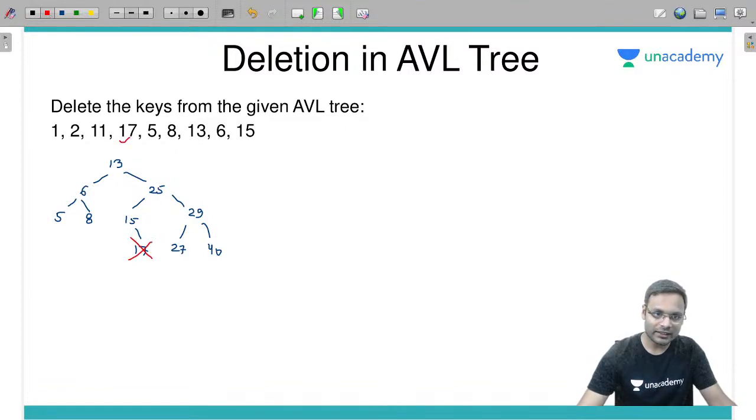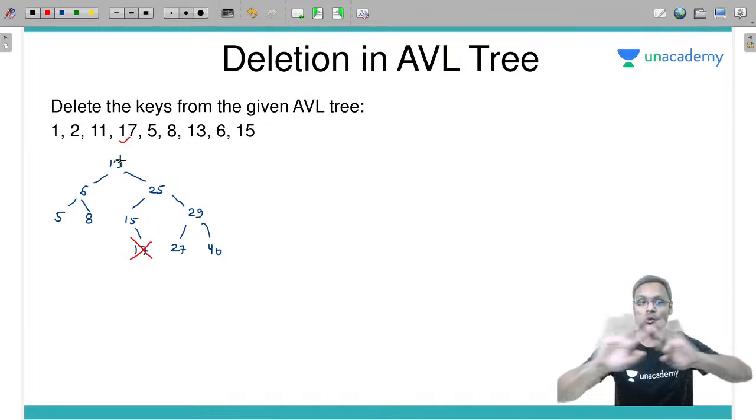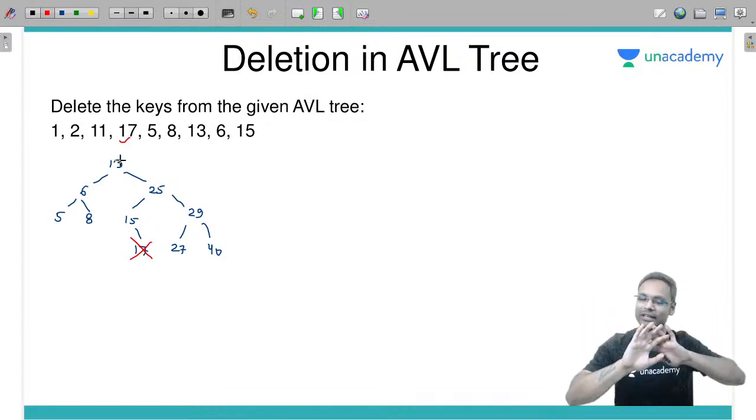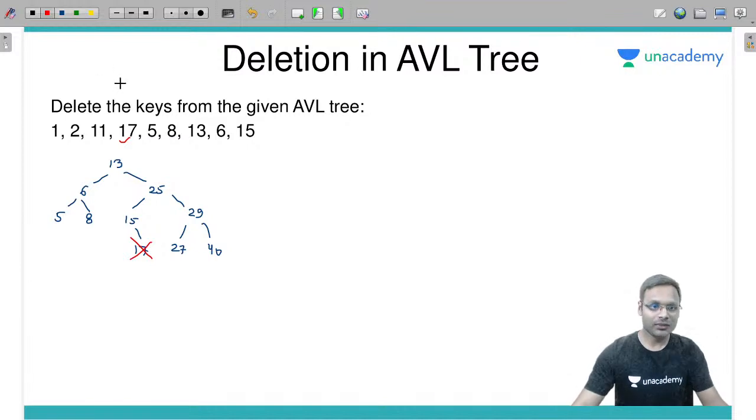When we delete 17, at 15 you check balance factor 0, no problem. At 25 you check balance factor 1 minus 2 minus 1, no problem. At 13 you check 1 2 minus 1 2 3 minus 1, no problem. After deletion of 17, no imbalance. Then next you delete 5.